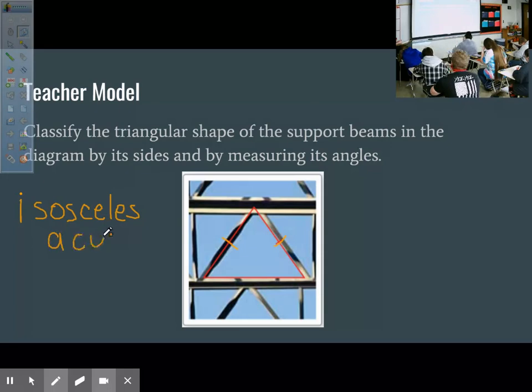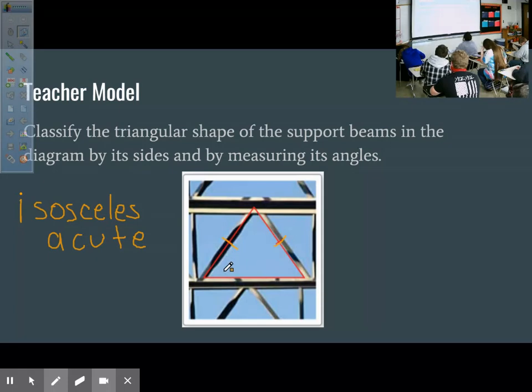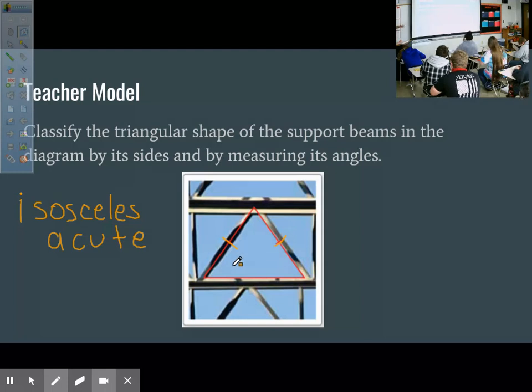Now, they do kind of look like they're the same measure, but they're not marked congruent, so I can't just assume they're the same measure. So the only other way I could show that they're all the same was if I used a protractor and measured them, and they came out to all be the same. But if I don't do that, I can't just assume. Well, let me tell you, that one's 0.1 off from the other ones. Okay. So it's not. Thank you.